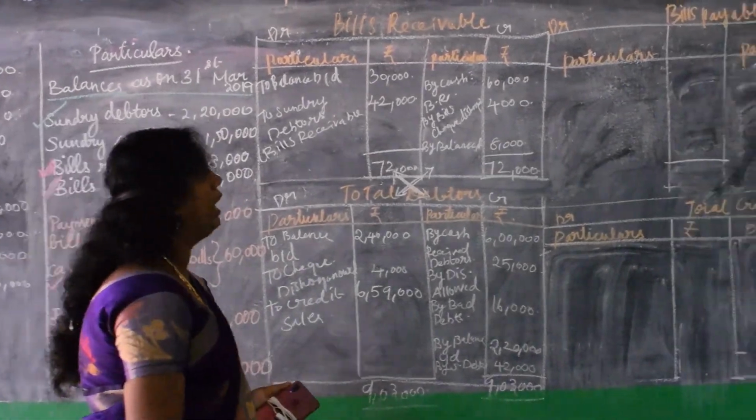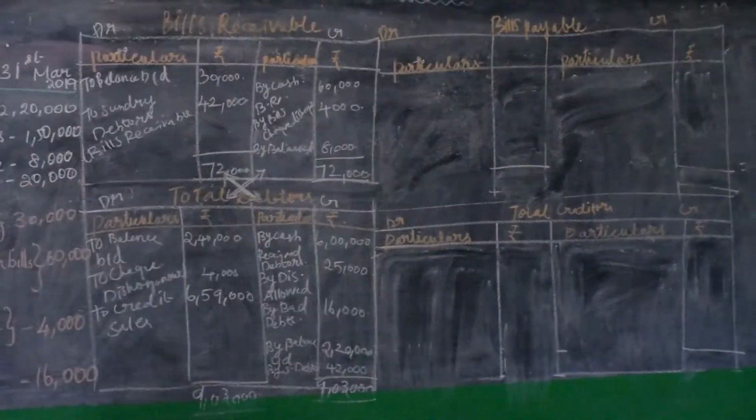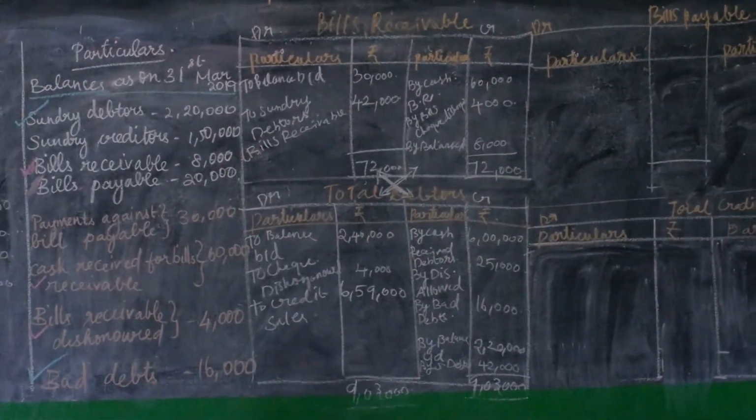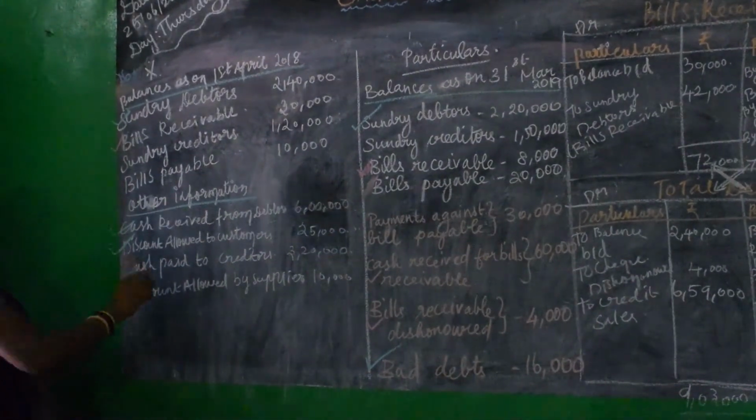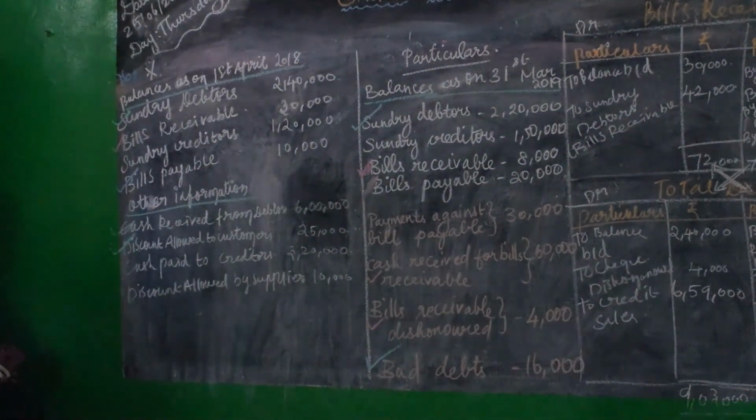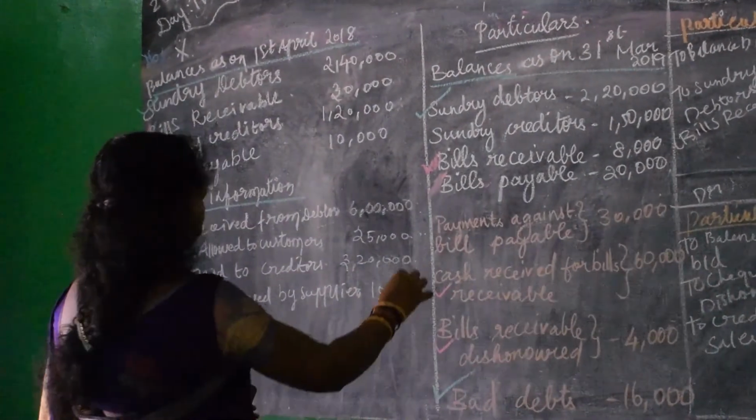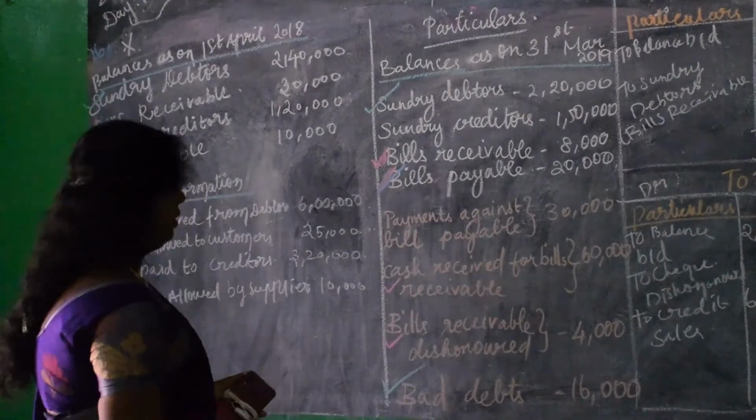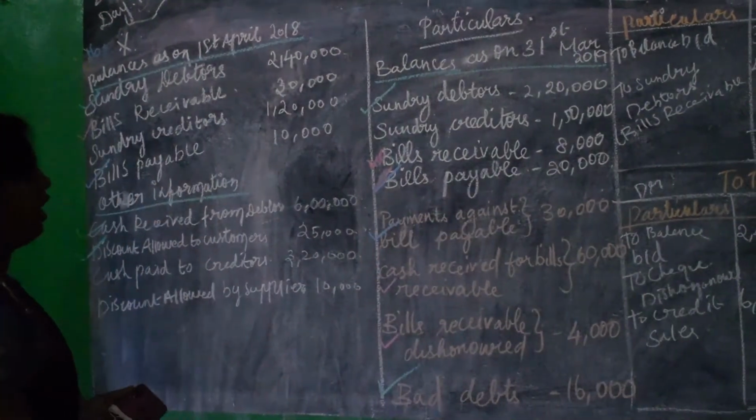Next we will move on to the bills payable. Now I choose a blue color. Take the transaction which is connected with the bills payable. Yes, this is bills payable. Then next, here bills payable. Then next, this is bills payable. Okay, here we are going to write.